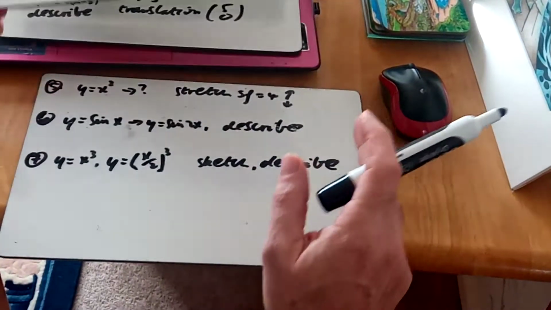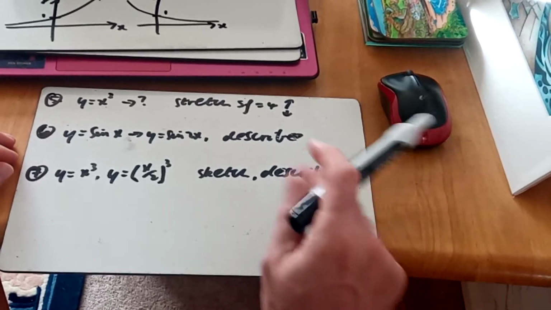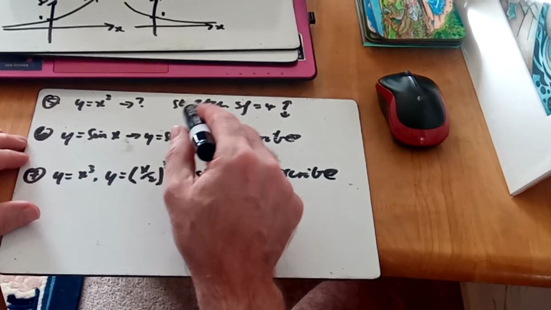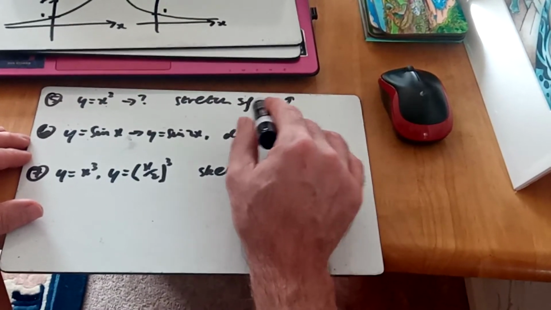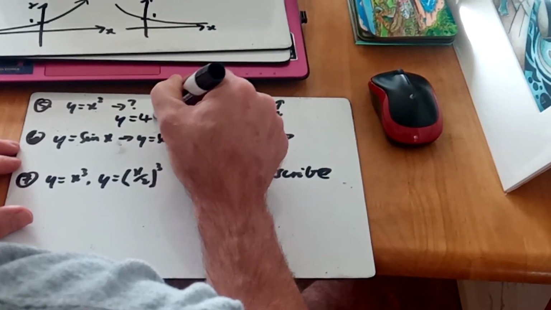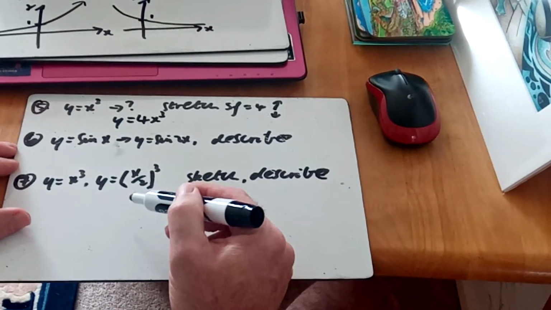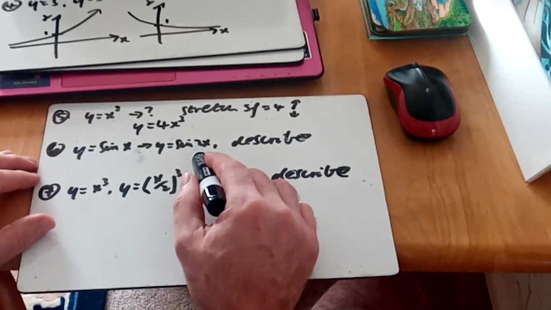A few more examples, let's have a look at these. y equals x cubed goes to what when we do a stretch of scale factor 4 in the y direction? Well, because it's in the y direction, it'll do exactly what it says, so it'll produce y equals 4x cubed. Nice, straightforward. y equals sine x goes to y equals sine 2x.